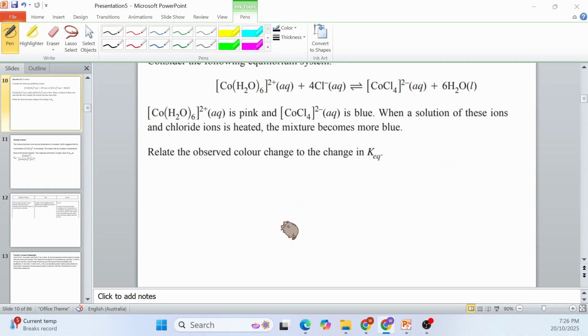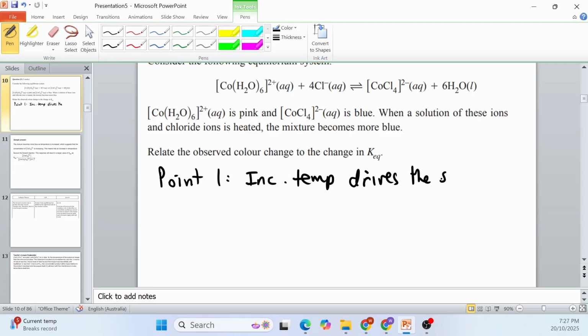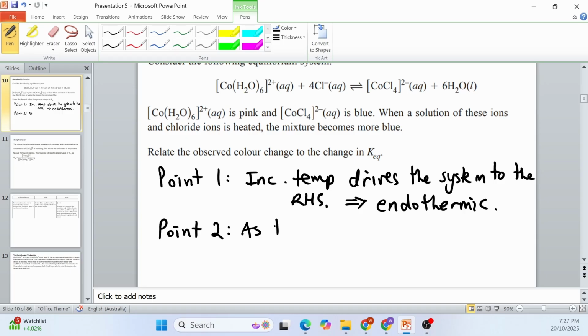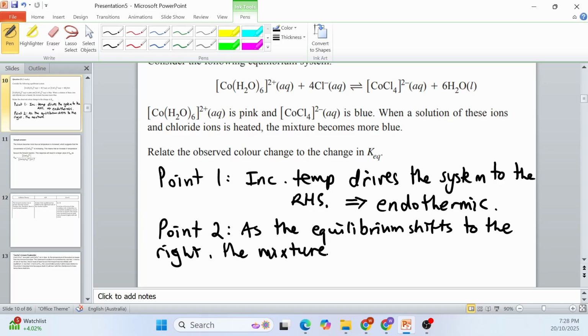There are 3 main points that we must consider when answering this question. Point number 1, an increase in temperature drives the system to the right hand side. This means that the system is endothermic. Point number 2, as the equilibrium shifts to the right, the mixture becomes more blue. So this particular system has a color indicator.